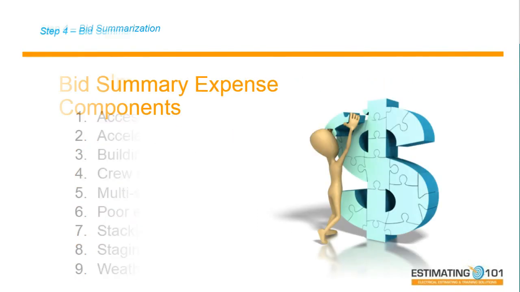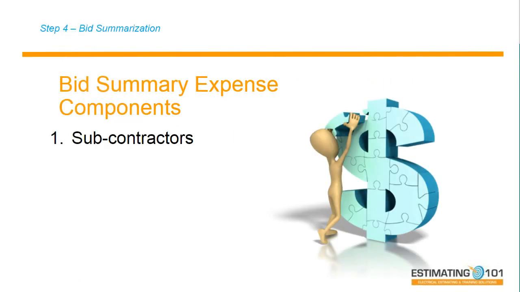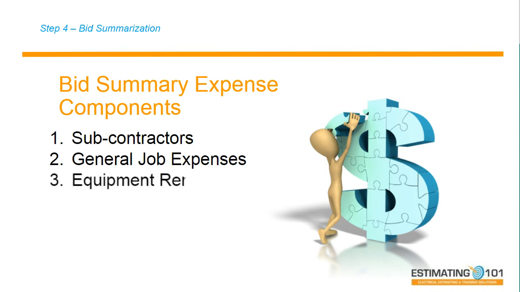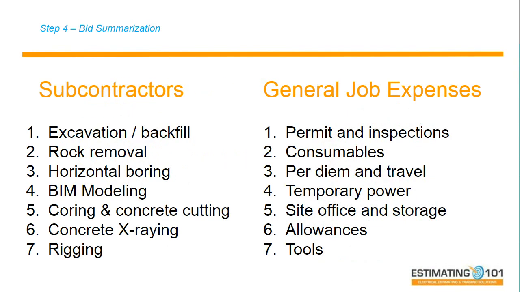So the bid summary expense, we've got subcontractors, we have general expenses, equipment rentals, quoted packages. I'm going to have some subcontractors, maybe excavation, rock removal, horizontal boring, BIM modeling. General expenses, I may have some permits, inspections, consumables, some per diem and travel, temporary power. Again, every project and different types of projects will have different expenses.